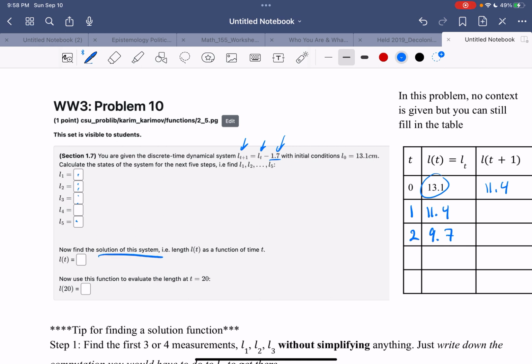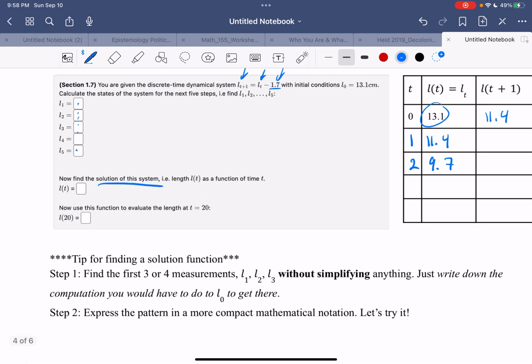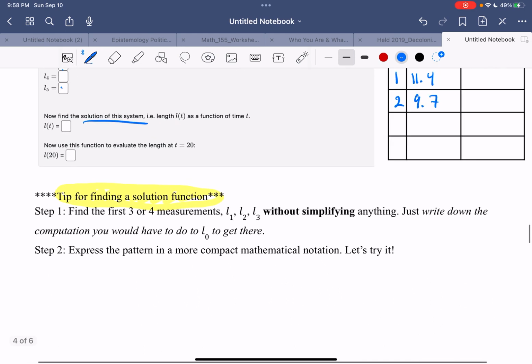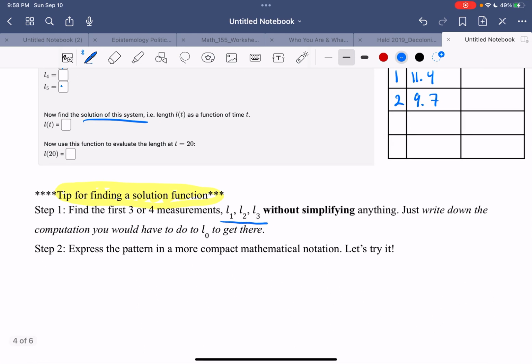All right, here's the tip for finding solution functions. Let's write out how to find the first few measurements without simplifying. And you want to use names, not numbers. Okay. Well, you'll see what I mean in just a moment. Names, not numbers.